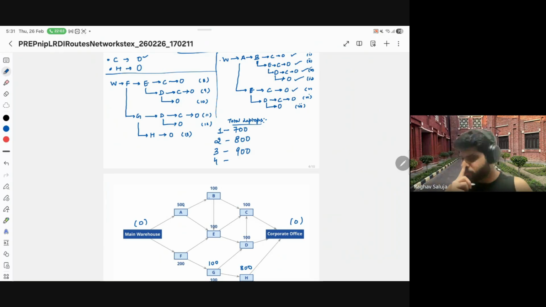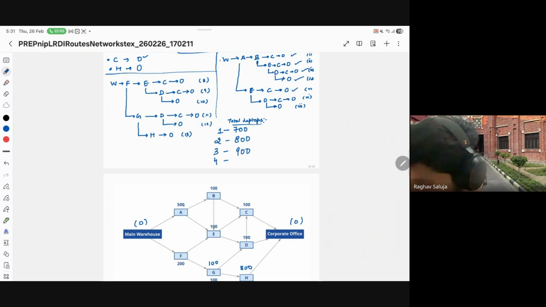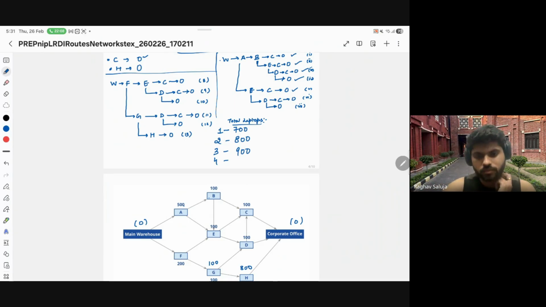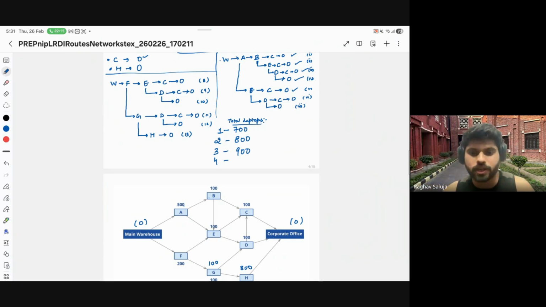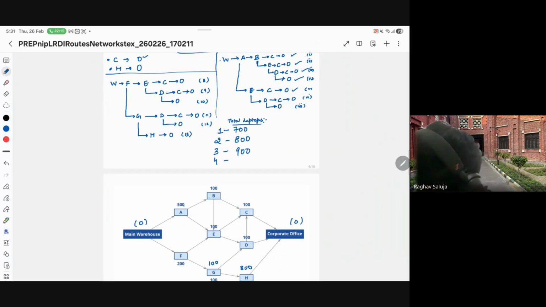How much is the fourth? Fourth is A plus B plus E plus D, A plus B plus E plus D, because in the fourth, from D you directly reach the office, so this becomes your A plus B plus E plus D, 800.